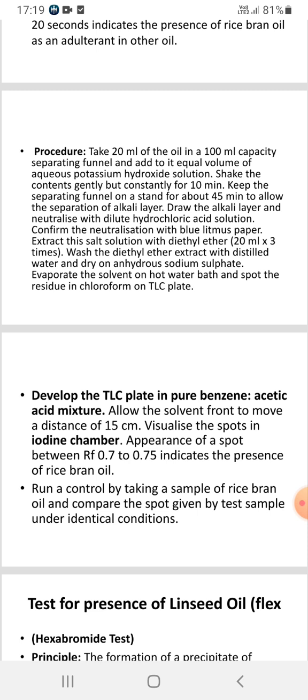So friends, this is all about some of the techniques used for detecting oil.